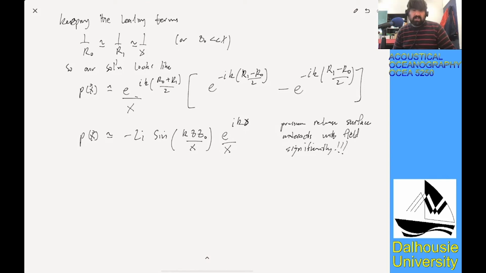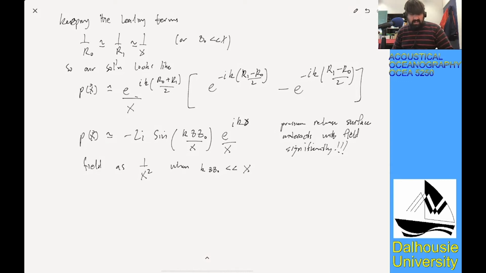Three exclamation marks, right? So important that I had to write it down. So previously we had this idea of a spherical spreading field. Well, now it's going to fall off, with the surface interacting, as 1 over x squared when k z naught is much smaller than x.